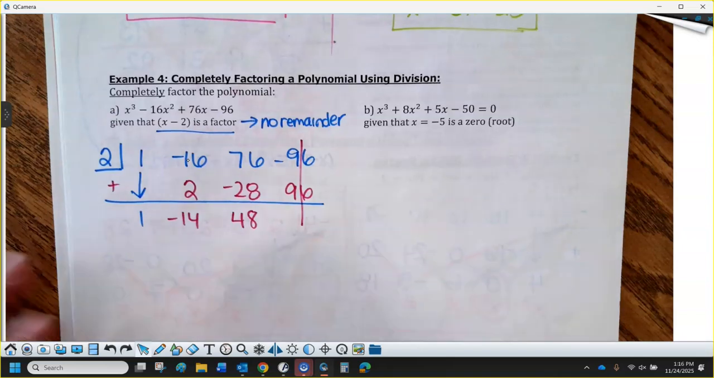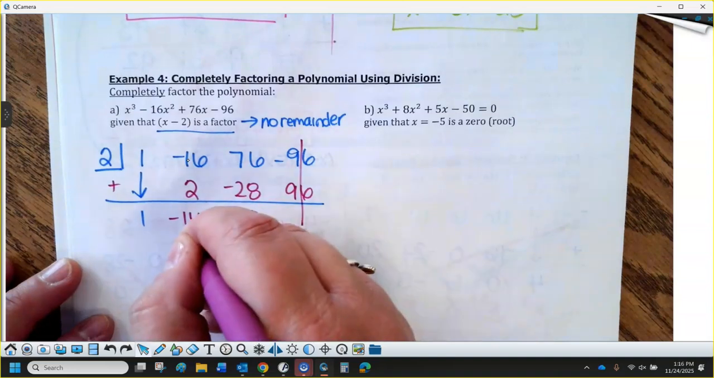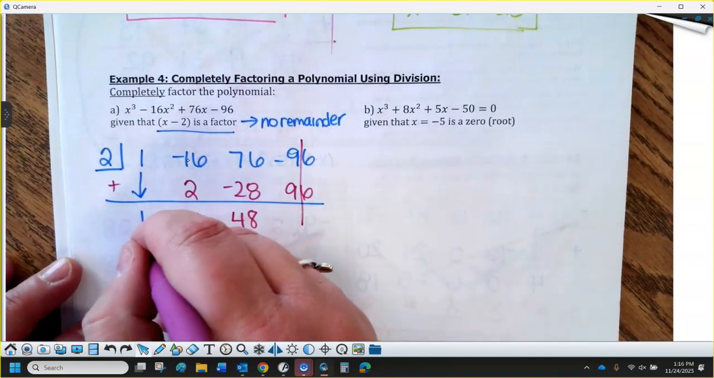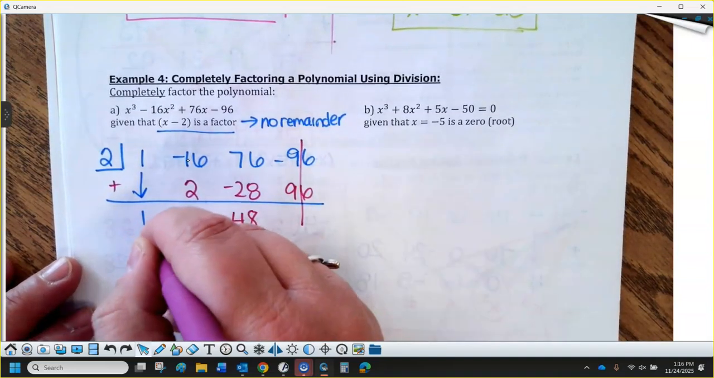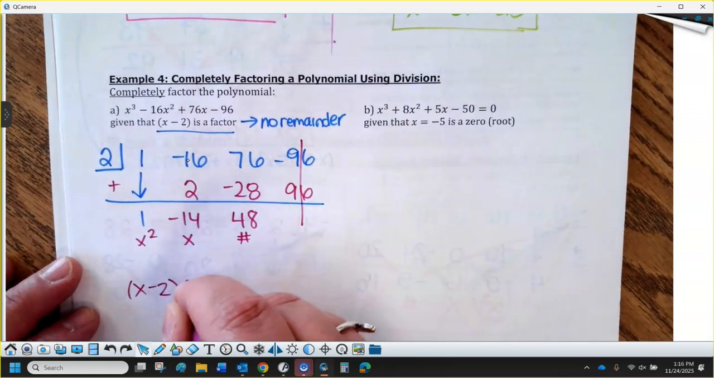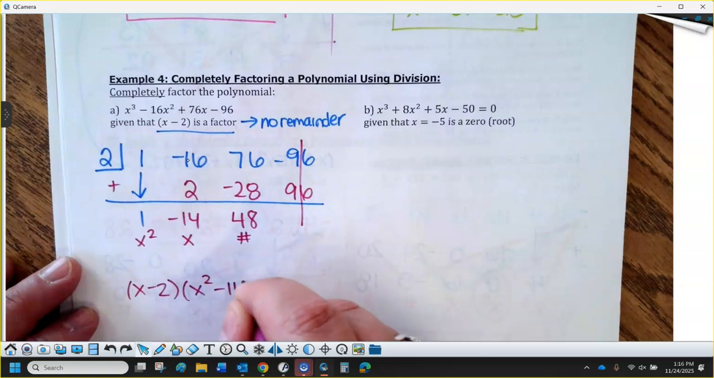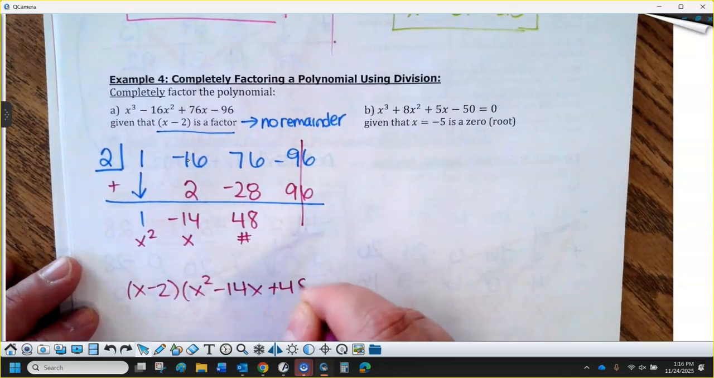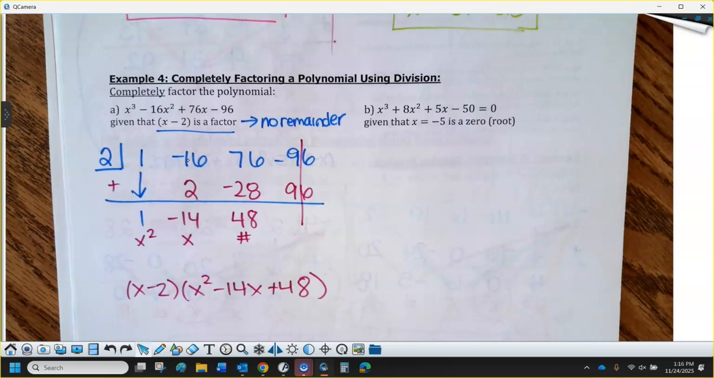What we have here, the 48 would be your plain number, then negative 14 would be your x, and the 1 would be x squared. So here's what this means: x minus 2 times x squared minus 14x plus 48. If we foiled that out, like a little foil on steroids, or drew ourselves a big box, that would give us that original polynomial.